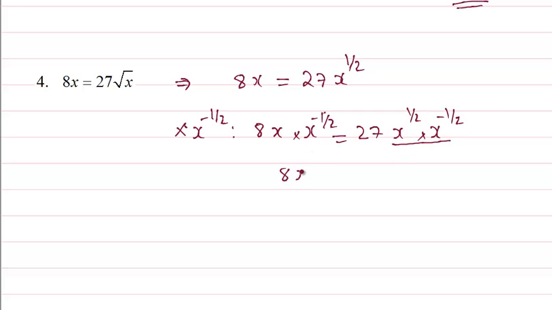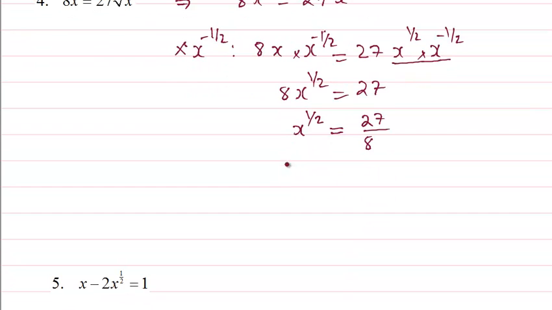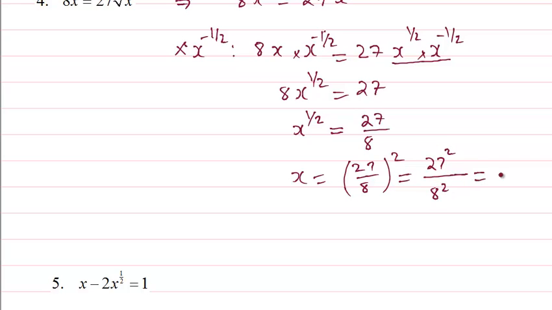Here we're left with 8 x to the power half equal to 27. Then that means x to the power half is equal to 27 over 8. Now to get x, you have to square both sides. So top is going to be 27 squared, bottom is 8 squared. So 8 squared is simply 64.